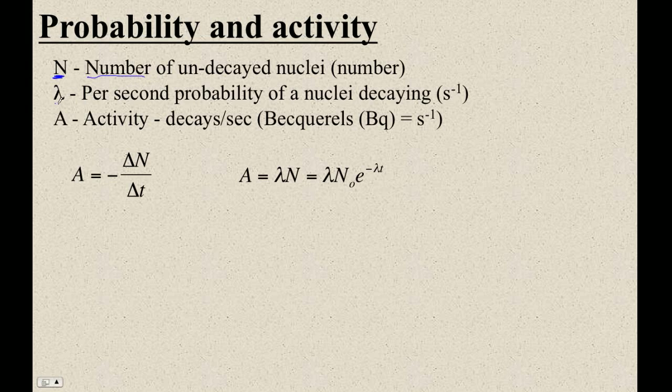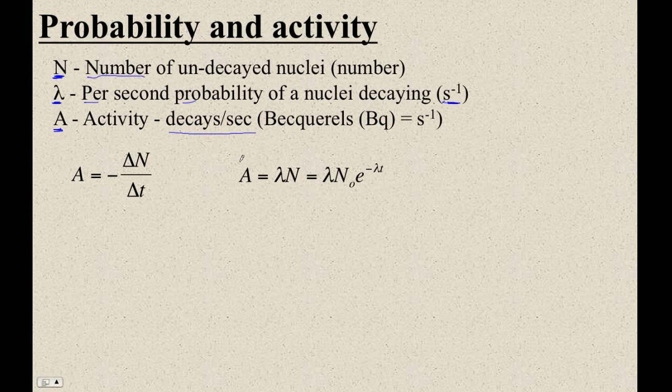Then there's something called lambda, which is the per second probability of a particular nucleus decaying. It has the units of probability per second, that's why it's seconds to the -1. And then there's something called activity, which, if we had a Geiger counter that could detect every single decay, would be the number of beeps per second. It's the number of decays per second.